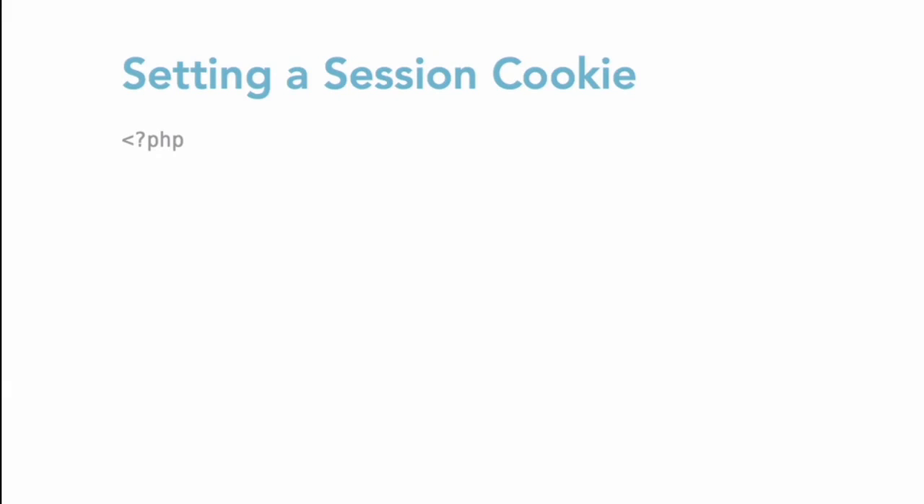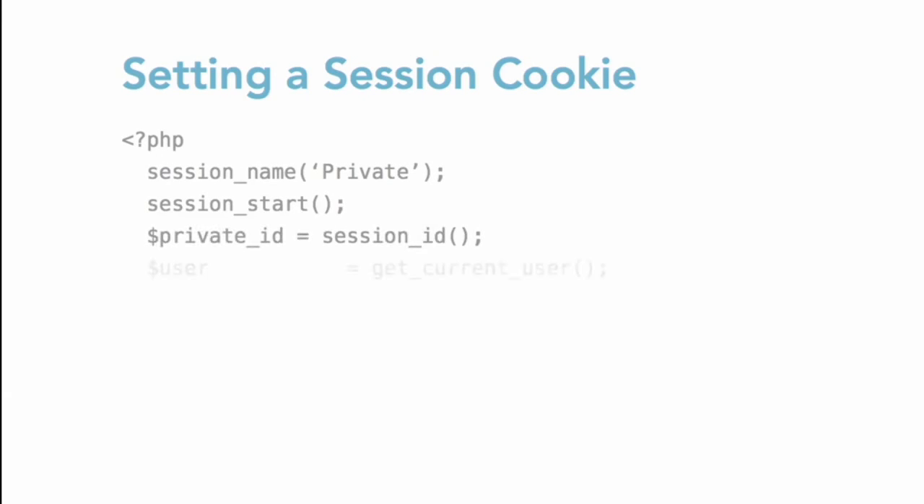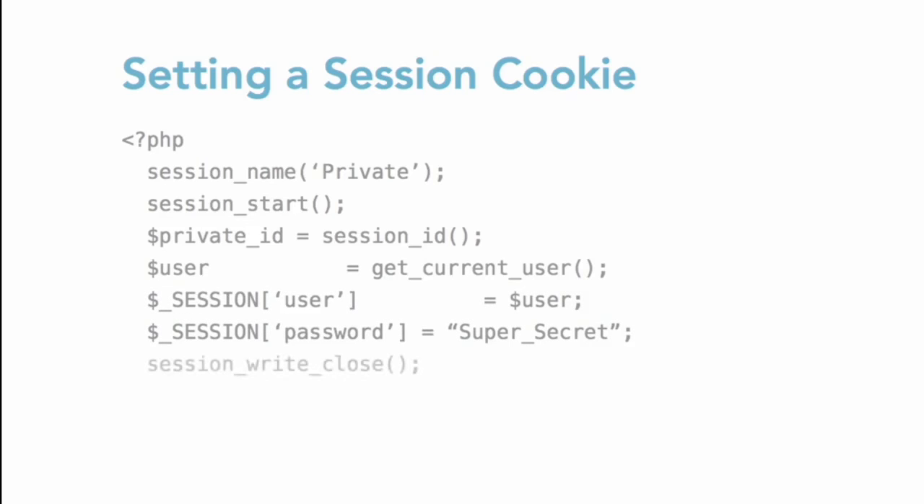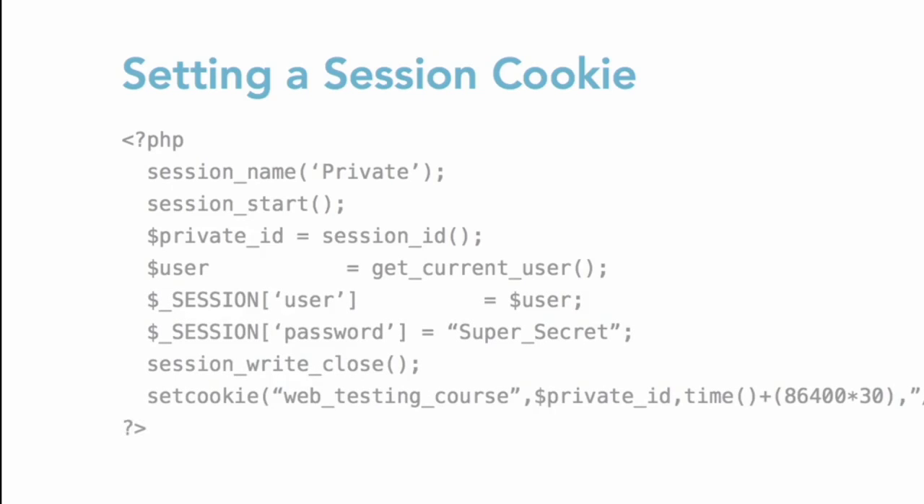Here we can see a PHP routine which sets a cookie. It initializes the session and generates a random session ID which it stores. It stores additional fields in the session array for user and password, and then writes the session file to the server and the cookie to the browser.